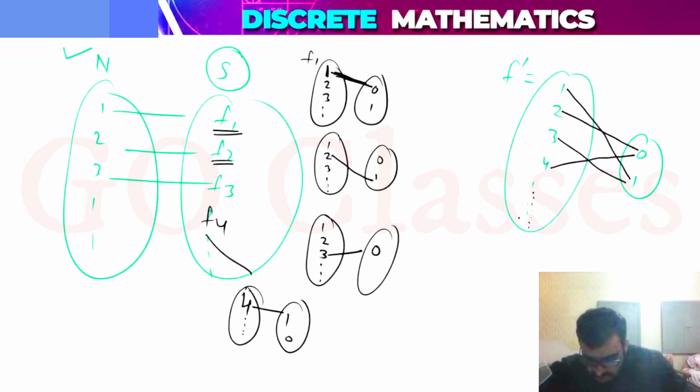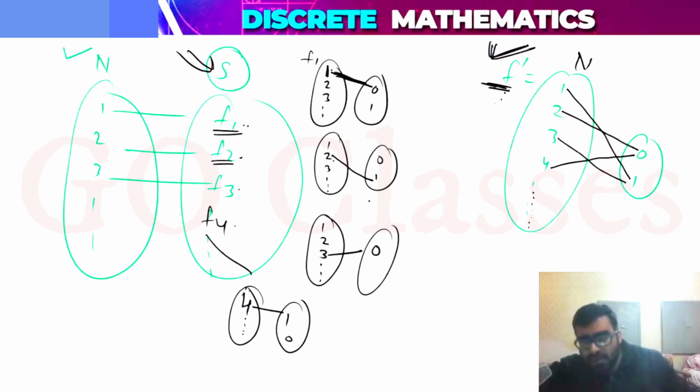You can see what I have done. I have created a new function from the set of natural numbers to {0, 1}. First of all, this f dash belongs to S, because it is a function from the set of natural numbers to {0, 1}. Second, this f dash is different from f1 due to 1, different from f2 due to 2, different from f3 due to 3, different from f4 due to 4, and so on.